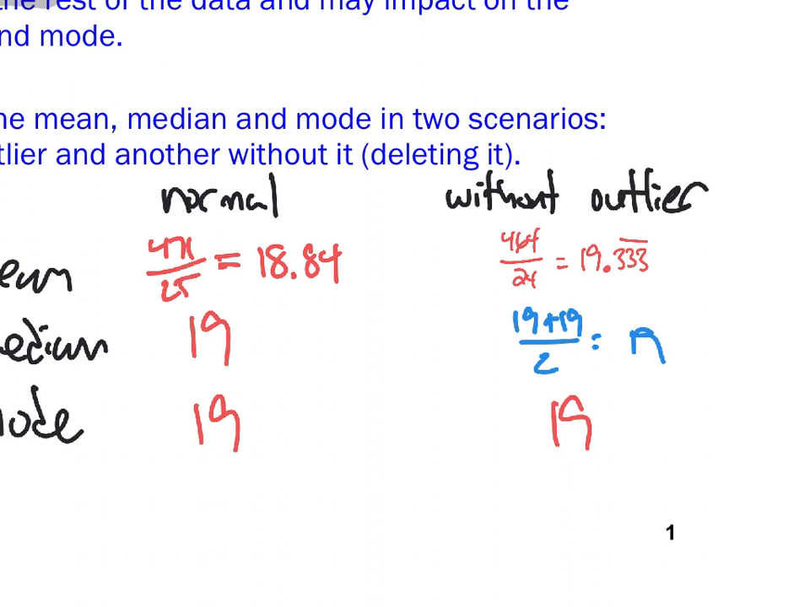And that's kind of the whole point of today's lesson: take an outlier and look at the effects it has on the mean, the median, and the mode. And in different situations, it may have different effects. In this situation, it had no effect on the median and no effect on the mode, but it did have an effect on the mean. The mean went down by about half a degree per day. So that's something you have to keep in mind, okay?